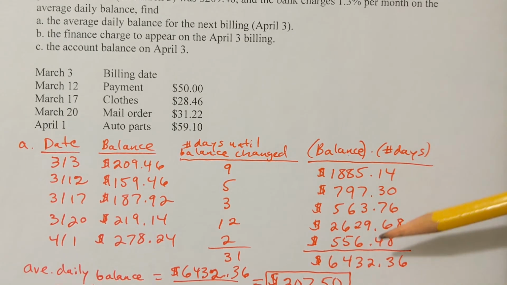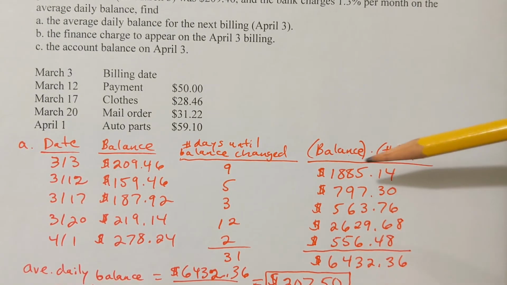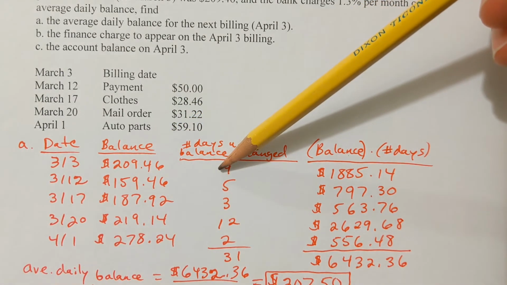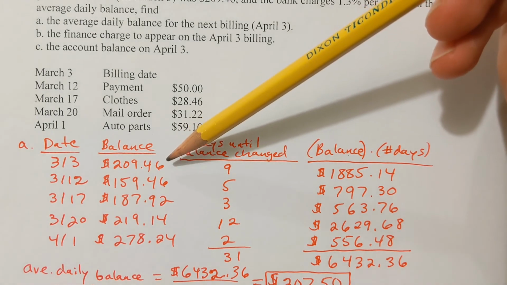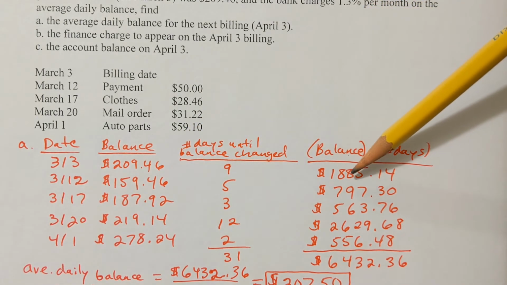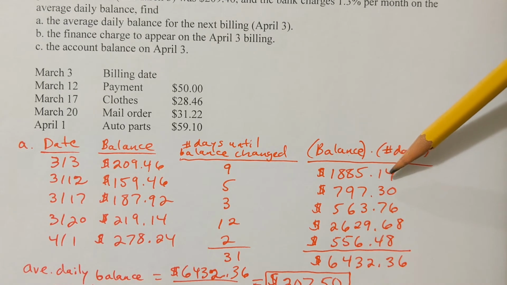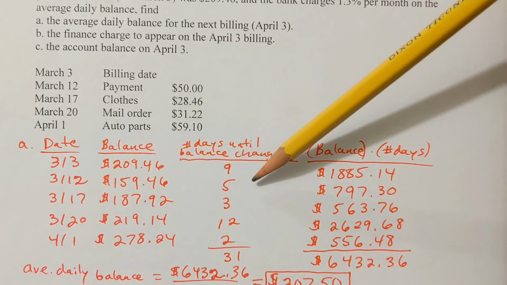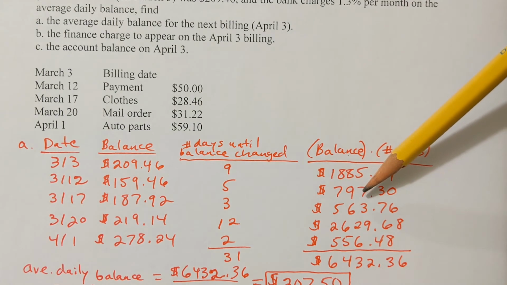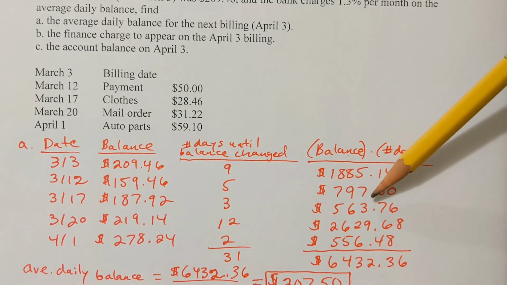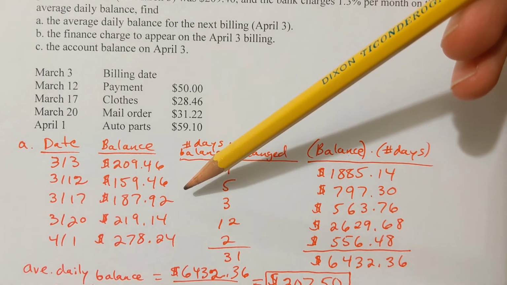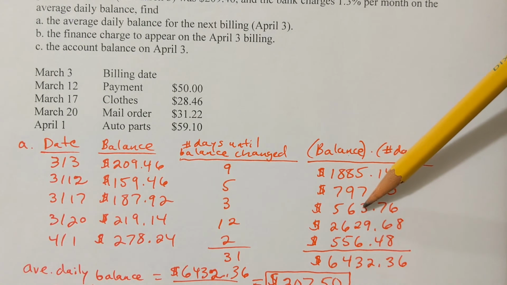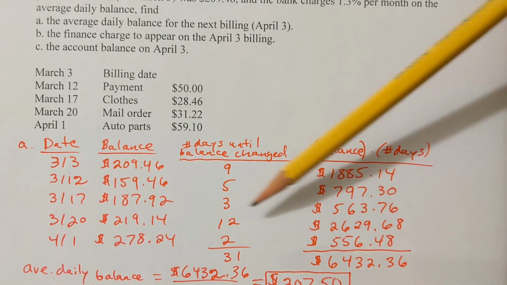I'm going to make one more column here, and I'm going to multiply this column times this column just straight across. So $209.46 times 9 is $1,885.14. $159.46 times 5 gives me $797.30. Okay, $187.92 times 3 is $563.76.